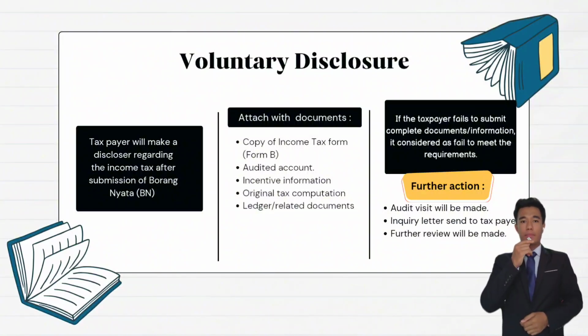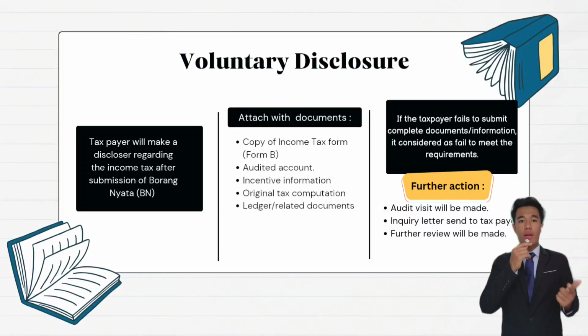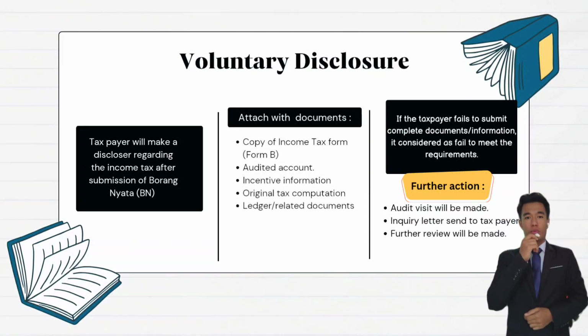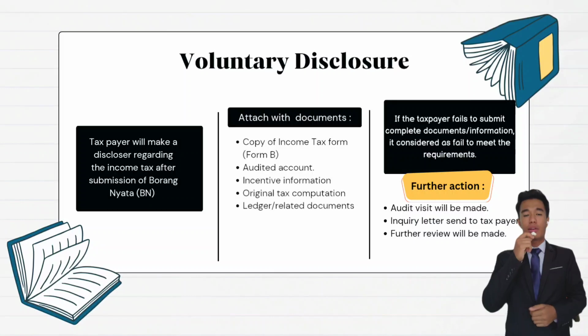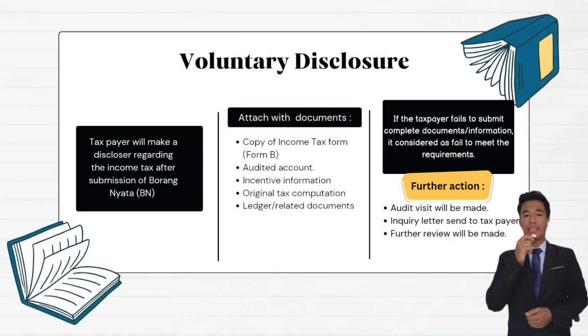This voluntary disclosure is only offered to taxpayers who comply with the borang nyata submission obligation. Voluntary disclosure must be submitted with the following documents such as the copy of income tax form, audited account or income statement, incentive or compliance information, complete original and amended tax calculation, and complete information document and other relevant information. Taxpayers or employers who fail to submit the completed documents and information without reasonable excuse are deemed to have failed to meet the voluntary declaration requirements, and their voluntary declaration will not be accepted.